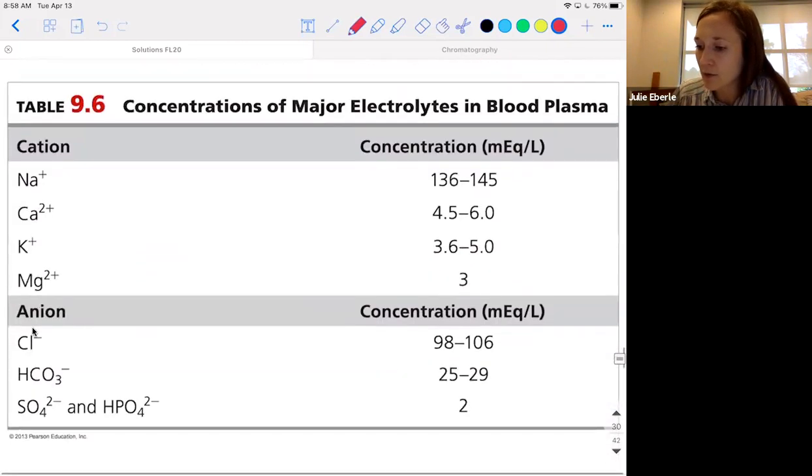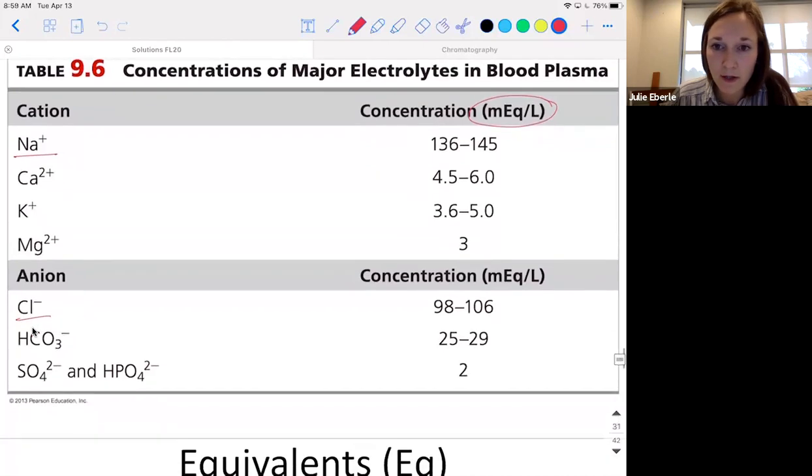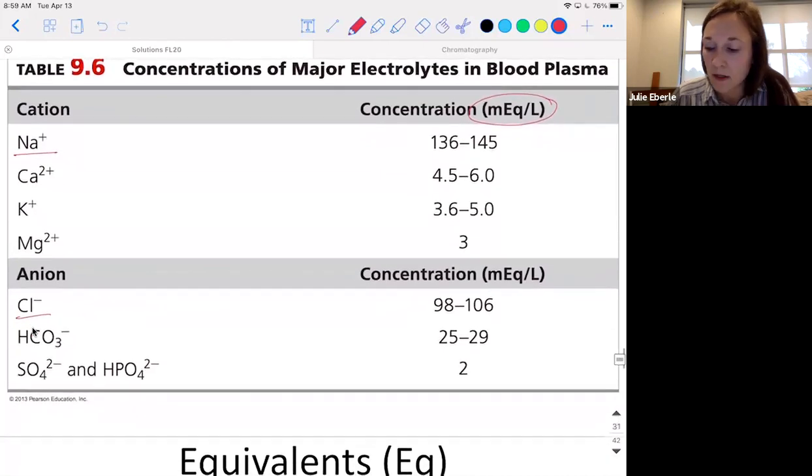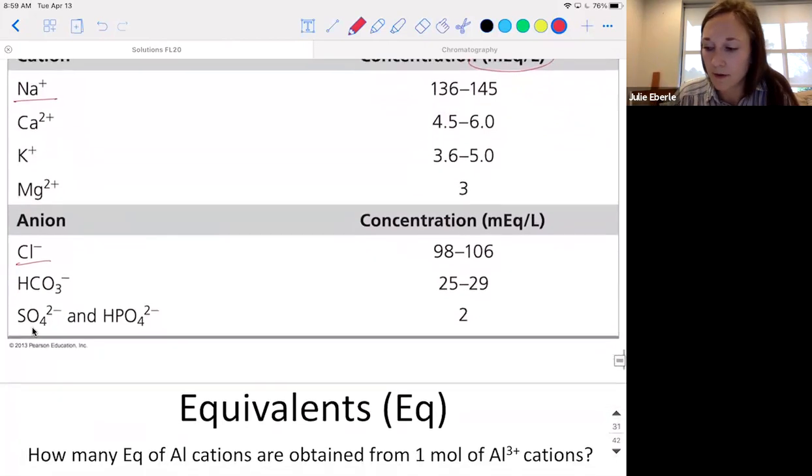Here's an actual table from chapter 9 showing you the concentrations in mEq, which is milliequivalents, of what we actually need in our blood for all these different ions. You can see sodium, it probably makes sense. Sodium and chloride, we need the most of those. You always need to maintain good sodium and chloride levels. And then you need smaller amounts of calcium, potassium, magnesium, bicarb, and other things. Okay, so I'm going to work a couple more problems to make sure we comprehend what equivalents are.